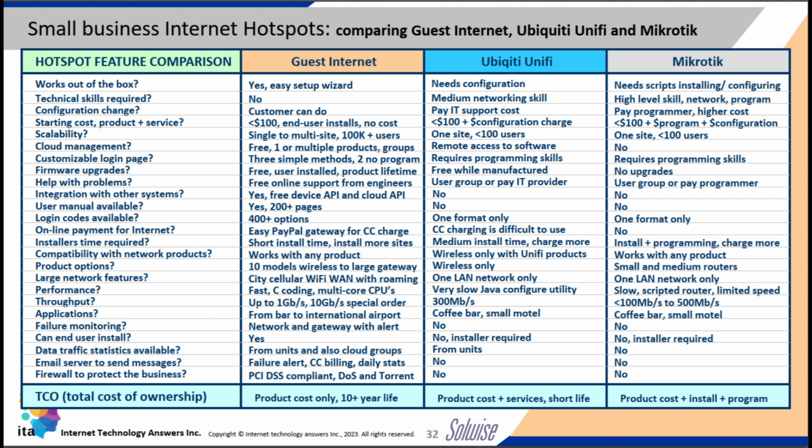Ubiquiti, well, you have the product cost, plus you've got the cost of services. You've got to have an IT guy to configure it. Ubiquiti products tend to change very quickly, so the life is pretty short. After 2 years, you're not going to be able to get the same product, and not even a firmware upgrade for the product. MikroTik, on the other hand, you've got the product cost, you've got the cost to install, and the cost to program. If you want to make a change, you've got to call a programmer, not even an IT guy, somebody who knows how to script the routers.